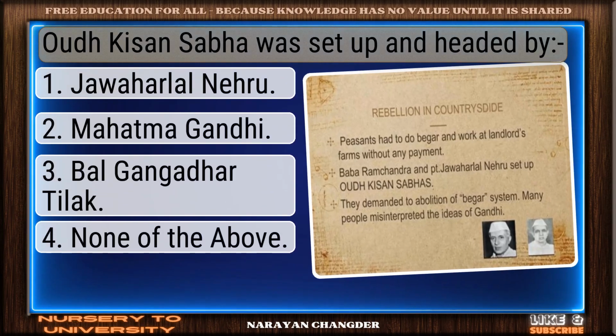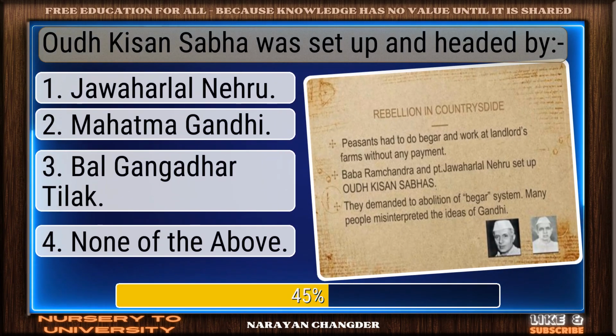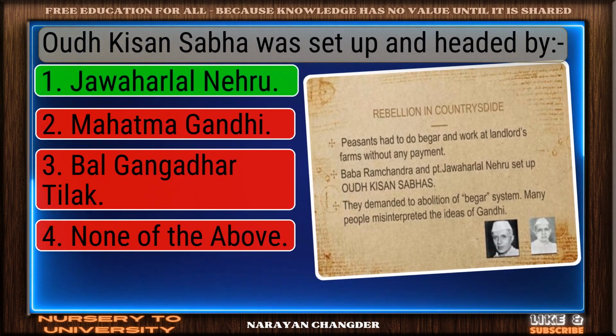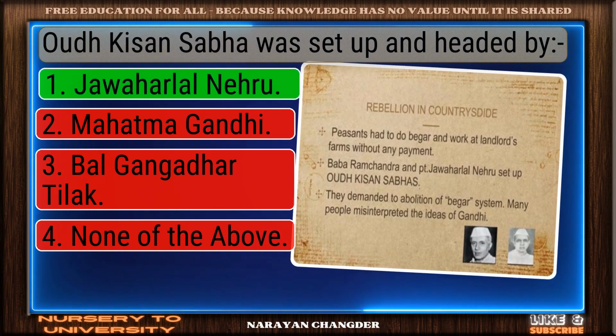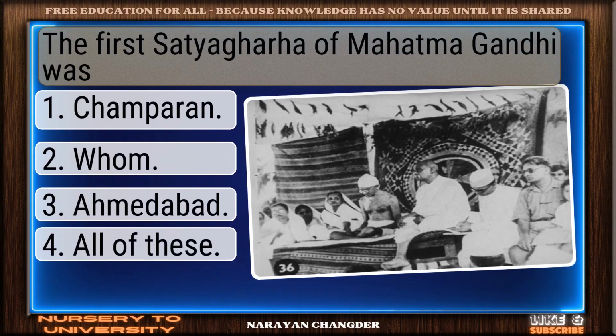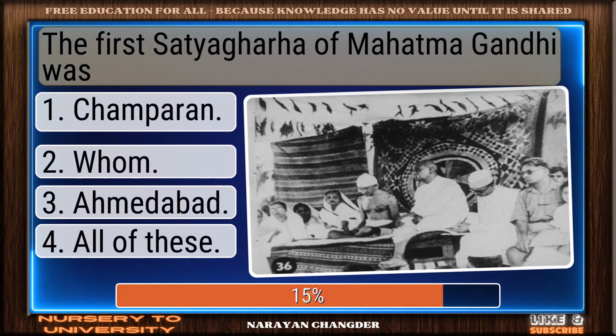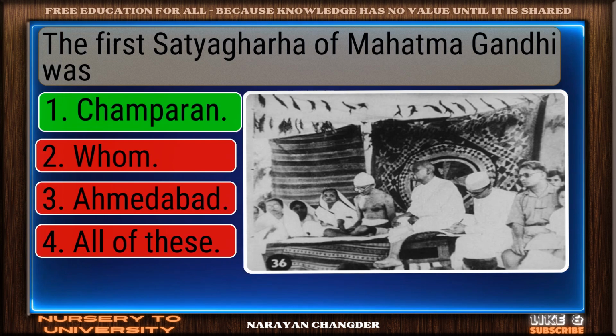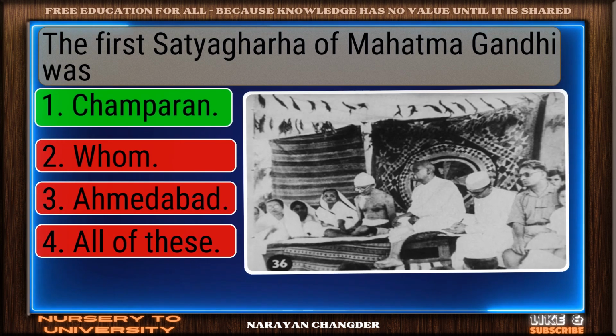Kisan Sabha was set up and headed by... Right again. Jawaharlal Nehru is valid. The first satyagraha of Mahatma Gandhi was... Good thinking. Champaran is right.